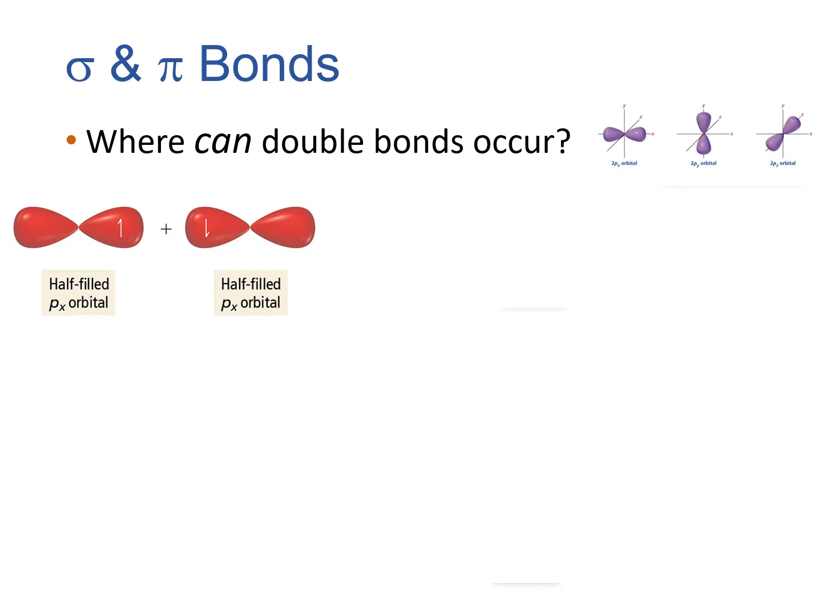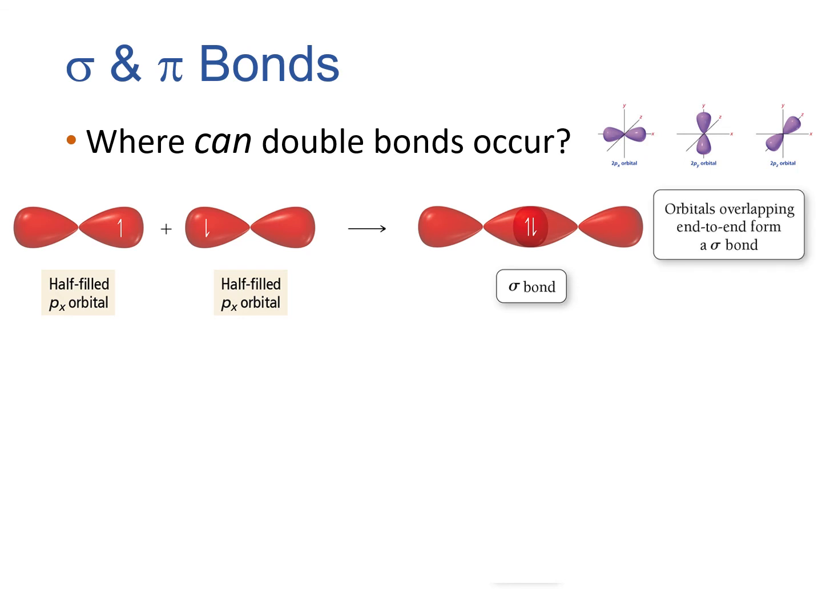So what if we brought a couple of half-filled p orbitals together? Well, as long as they were in the same orientation, and these are both the px orbitals, so they're in the p subshell and they're both oriented x, when they underwent a reaction, they could create that sigma bond. That is that overlapping end-to-end form of bond.